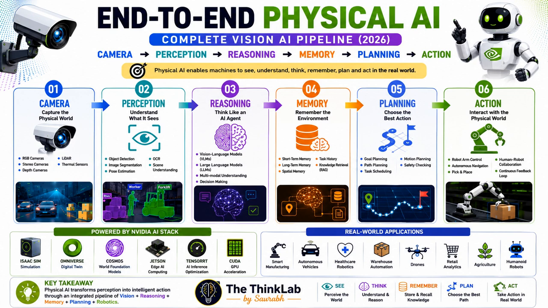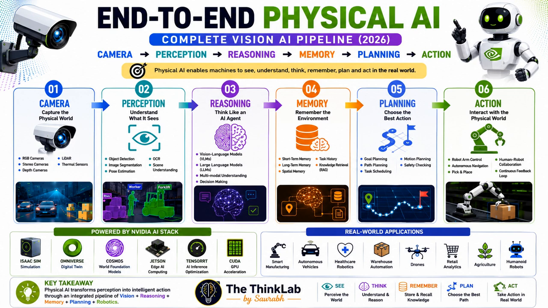Step one is the camera. Everything starts with the sensor, right? Just like humans use eyes, physical AI uses cameras and sensors. This may include RGB cameras, stereo cameras, depth cameras, lidar, thermal cameras, and other sensors, right? Their job is very simple: capture information from the physical world. At this stage, the AI doesn't understand anything. It is only collecting raw images, video, and sensor readings. Think of this as taking a photograph. The camera captures everything, but it doesn't know what the objects are.